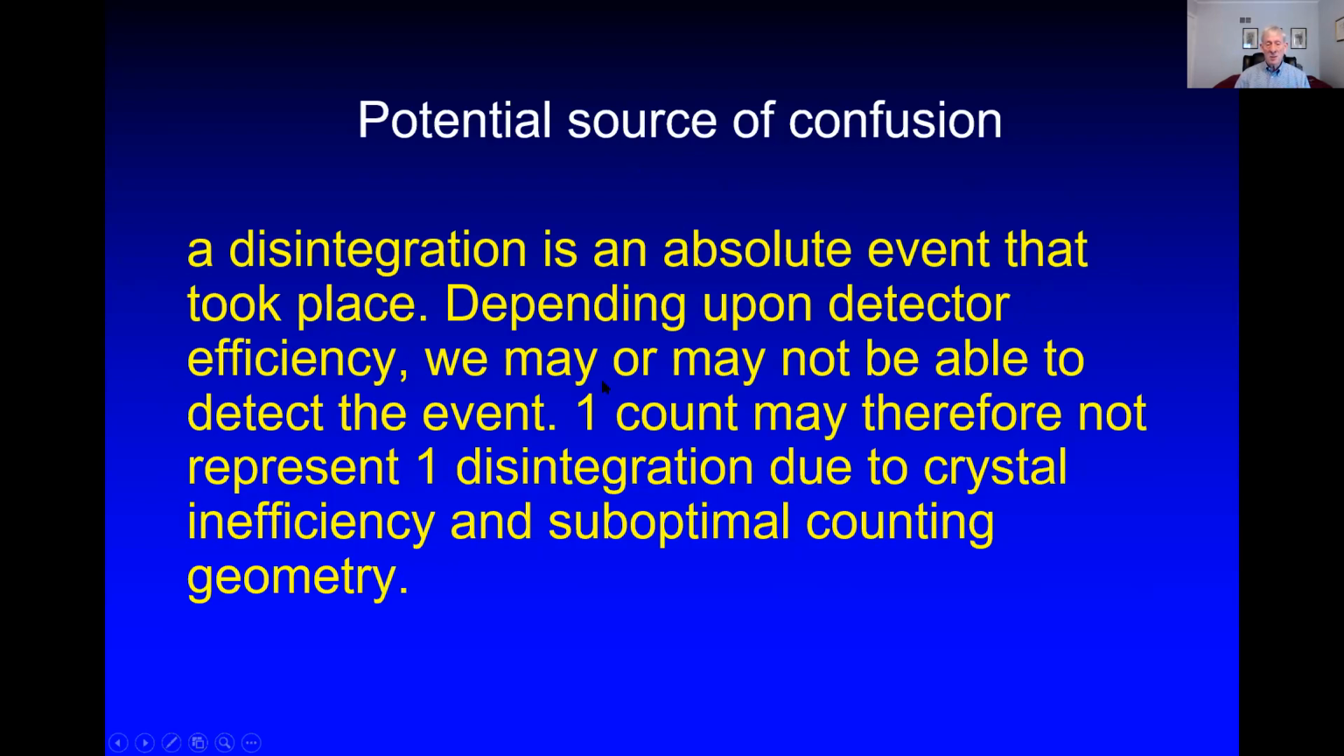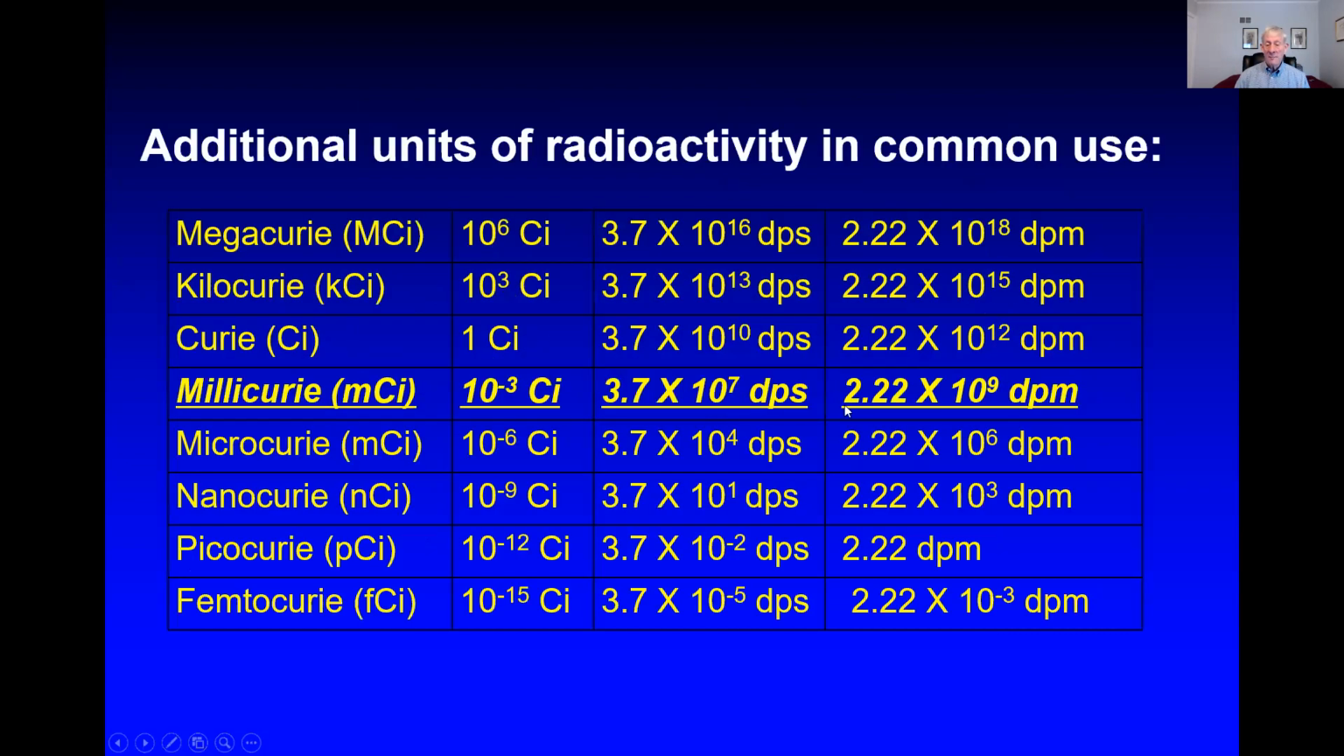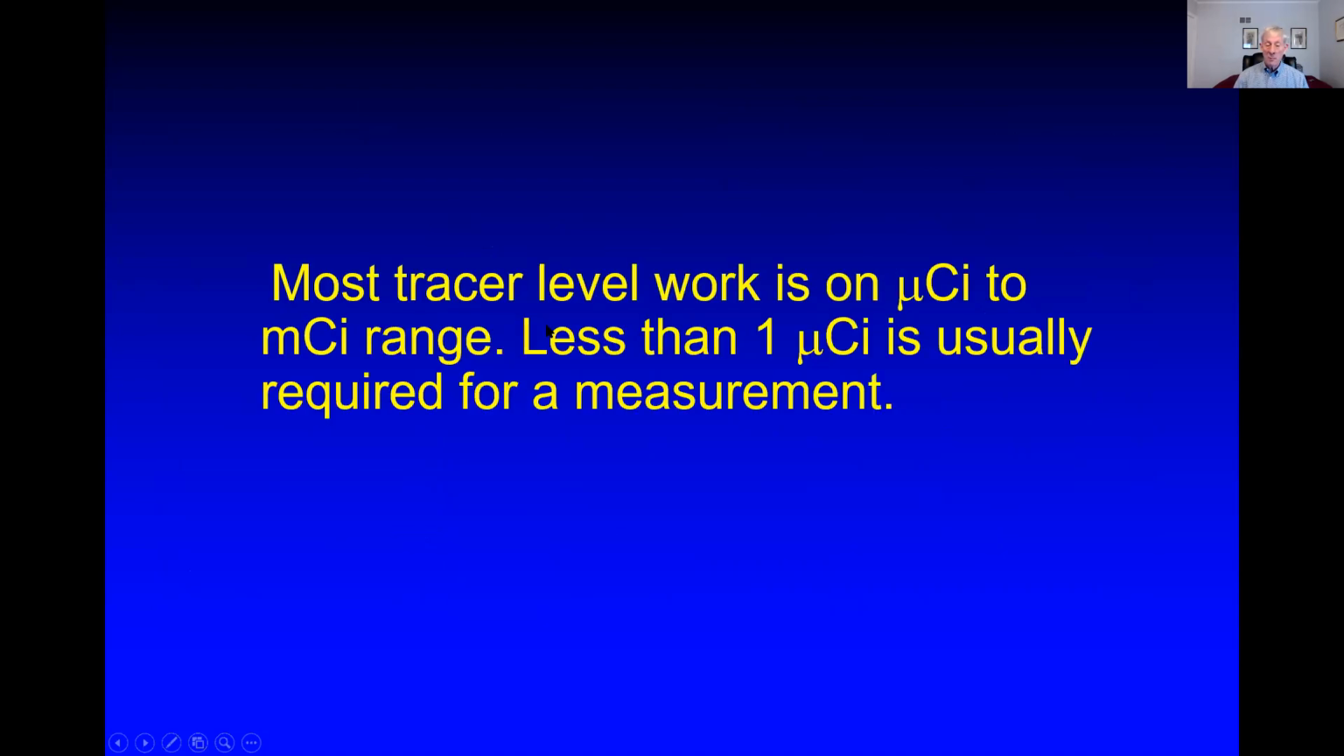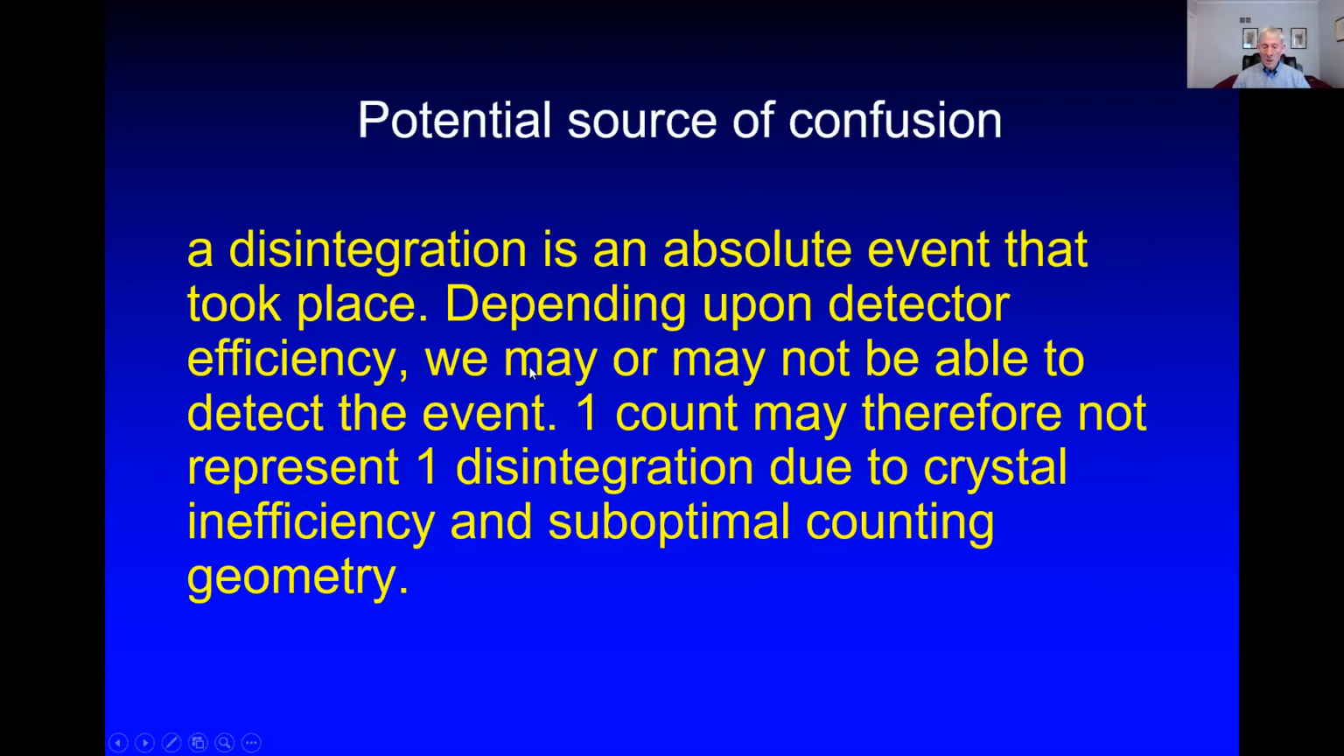And so if anyone asks you what's the activity of something, don't ever give it to them in counts per minute, because that's totally invalid. You can only give it to them in disintegrations per minute. And as you know from this slide, if we know disintegrations per minute, we can easily convert it to millicuries. So one count will therefore never represent one disintegration because of crystal inefficiency and also, in some cases, suboptimal counting geometry.